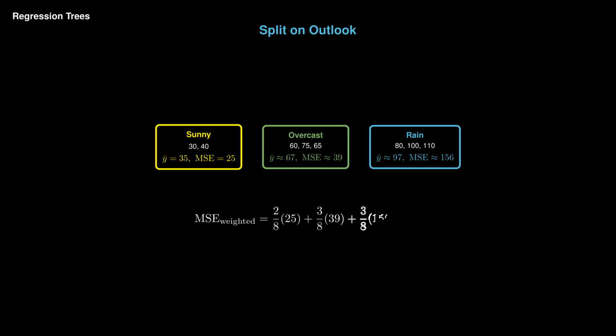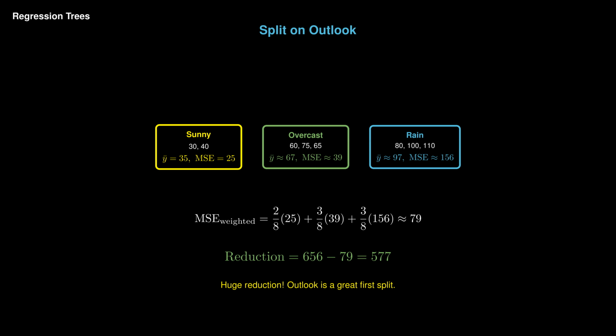The sunny group has values 30, 40. Mean is 35. MSE is 25. The overcast group has 60, 75, 65. Mean is about 67. MSE is about 39. The rain group has 80, 100, 110. Mean is about 97. MSE is about 156.